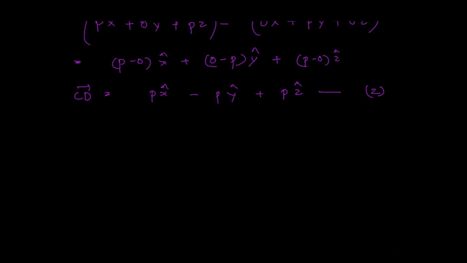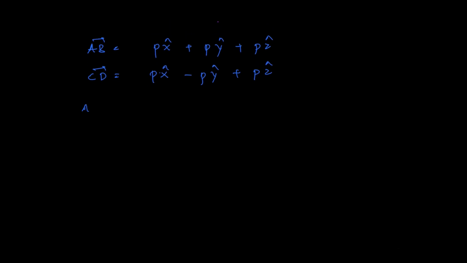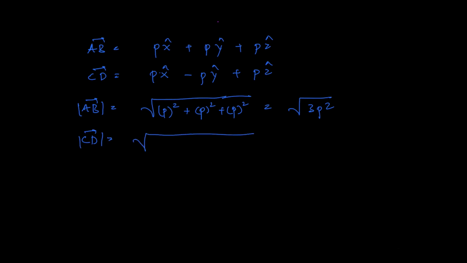Now, once we know AB and CD, let us write it down. AB equals Px plus Py plus Pz, and CD equals Px minus Py plus Pz. So the mod value of AB would then be the square root of the squares of x component added with squares of y component added with squares of z component. That is going to be 3p square. And similarly for CD, the mod value would be squares of x component plus squares of y component plus squares of z component. Again, that would be 3p square.